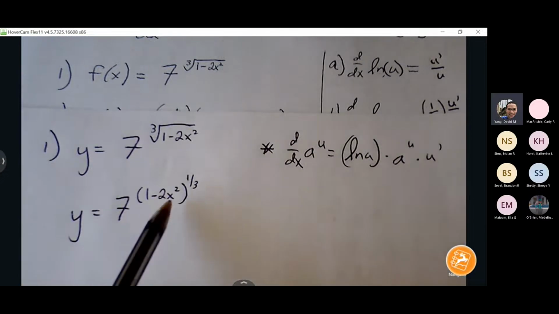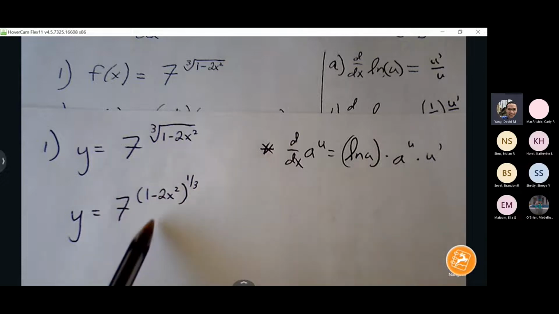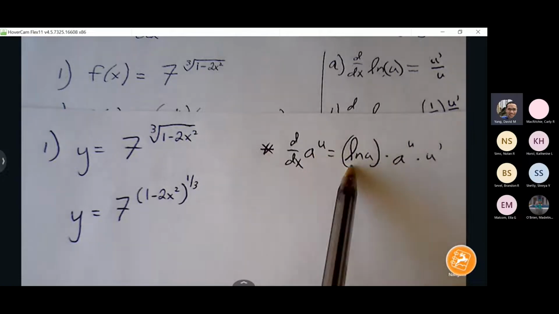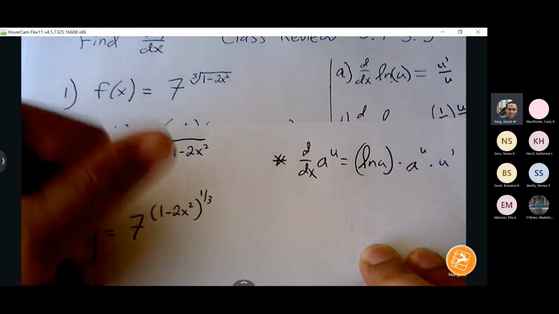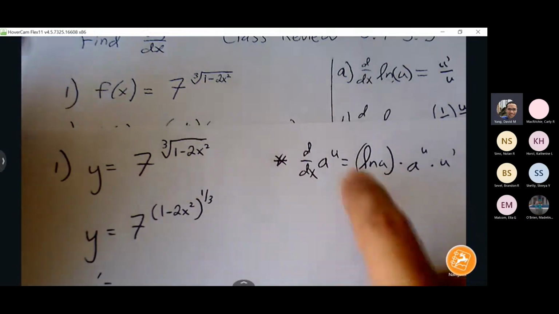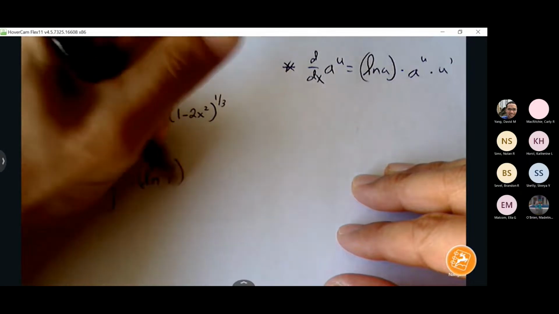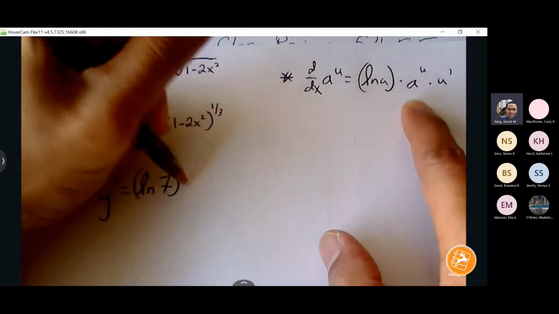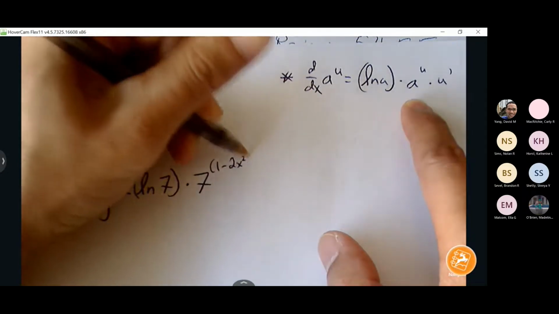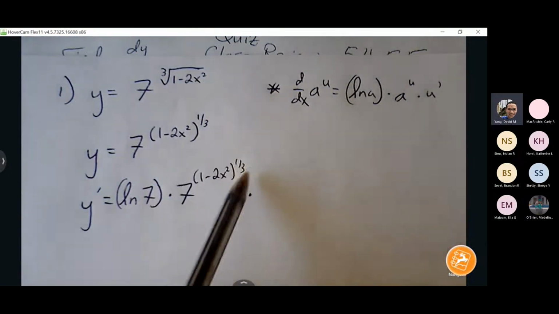Okay, so this is an exponent that we really can't bring down because this is not a natural log expression. So we're going to jump directly into our derivative rule. We have a rule nicely set up for a to the u. So here's our derivative, y prime equals, just follow along, right? Natural log of a, natural log of 7, times a to the u, times u prime.